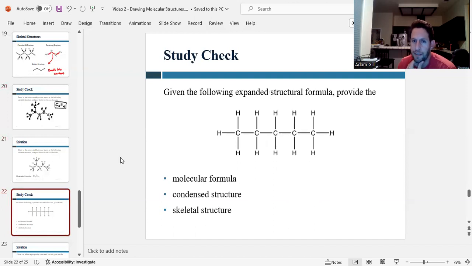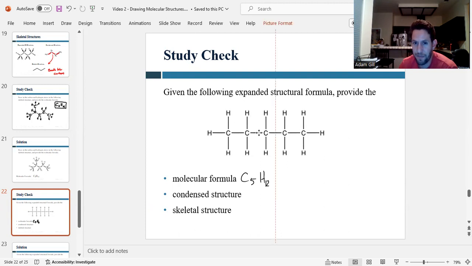Let's do some more practice. Given the following expanded structural formula, provide the molecular formula, the condensed structure, and the skeletal structure. So what's the molecular formula for this? Well, let's add up the carbons. So I see 1, 2, 3, 4, 5. So C5. How many hydrogens do we have? I see 1, 2, 3, 4, 5, 6, 7, 8, 9, 10, 11, 12. So C5H12. Whoops, 12.